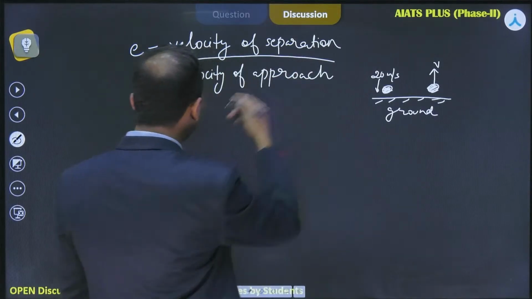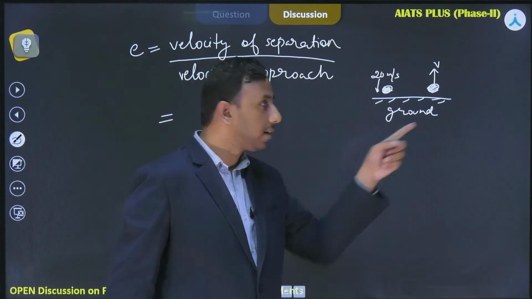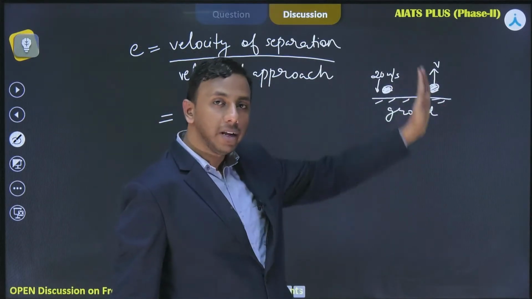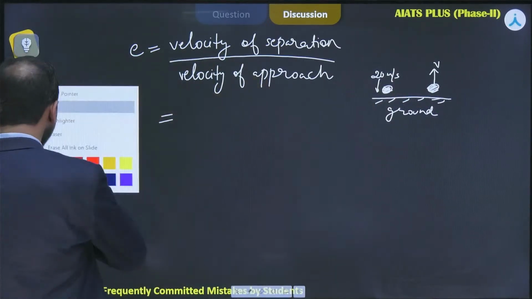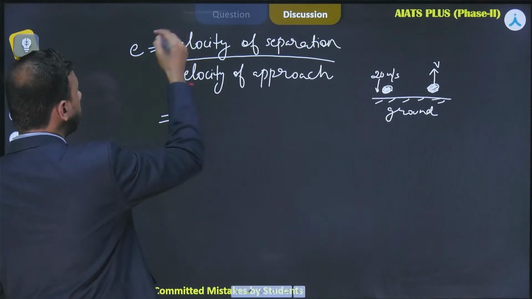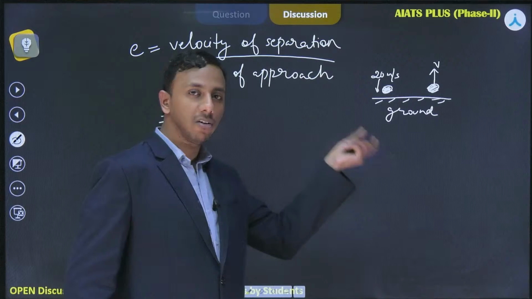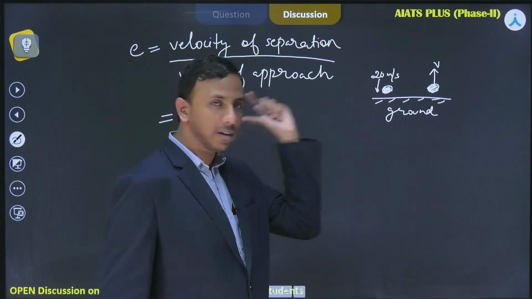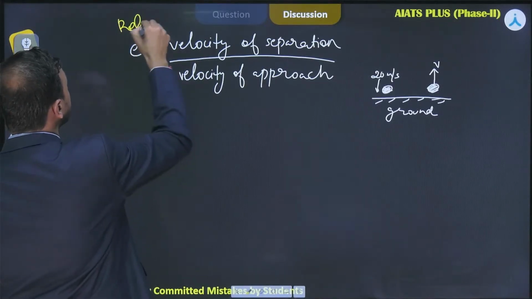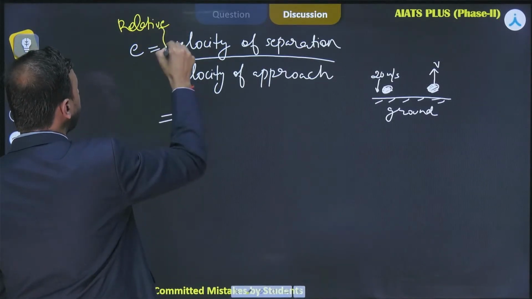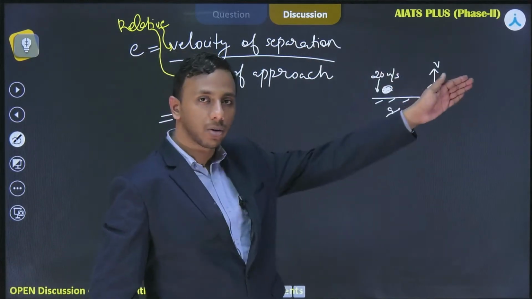Right. So put the values over here. Velocity of separation. So during this, which velocity will we take? This one, because the ball is separating from the ground. So a better way to write would be relative velocity of separation. That is, velocity of separation of ball with respect to ground, or we can just call it relative velocity of separation. If you want, you can write down relative over here. I hope you understood what I'm trying to say, right?